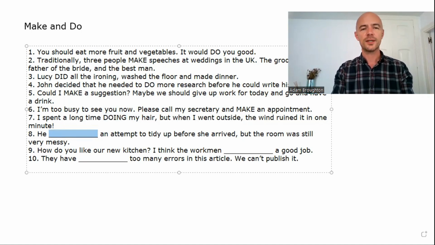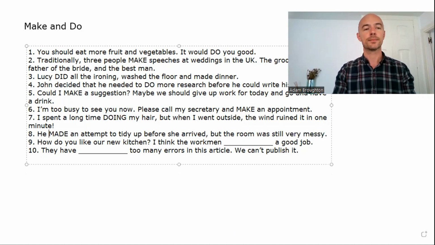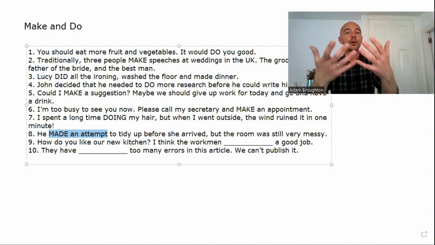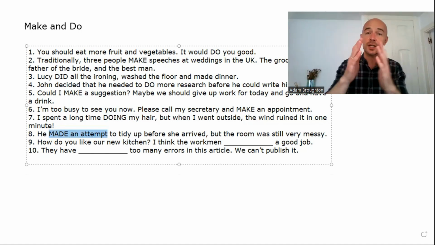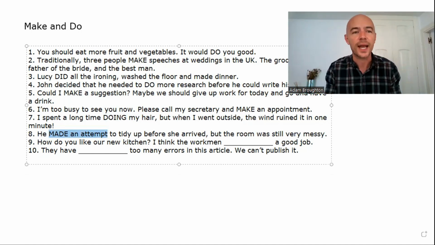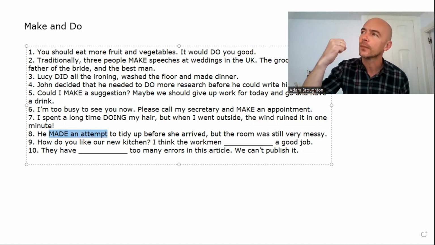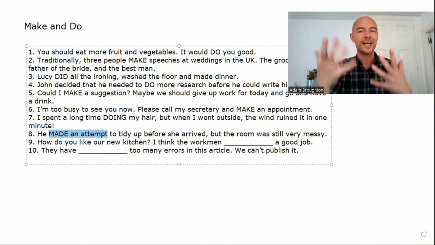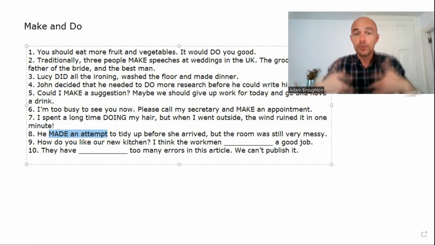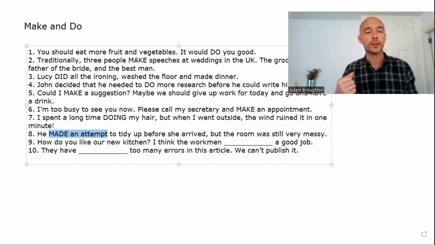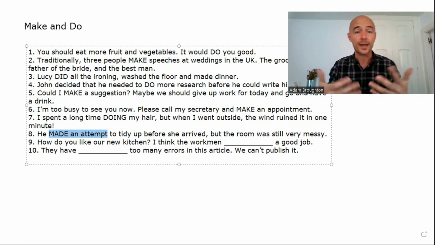"He ___ an attempt to tidy up before she arrived, but the room was still a mess." So you make an attempt, okay? Just like you make an effort, you make an attempt, and it has this producing quality. You're producing an attempt, just like you make an effort, you're producing an effort. So again, this is why you need to remember the three verbs: create, produce, and generate. Sometimes people will get a little bit stuck or obsessed with only the creative quality of make, but producing is very much associated with make and very commonly used. So yeah, it's make an attempt, just like you make an effort.